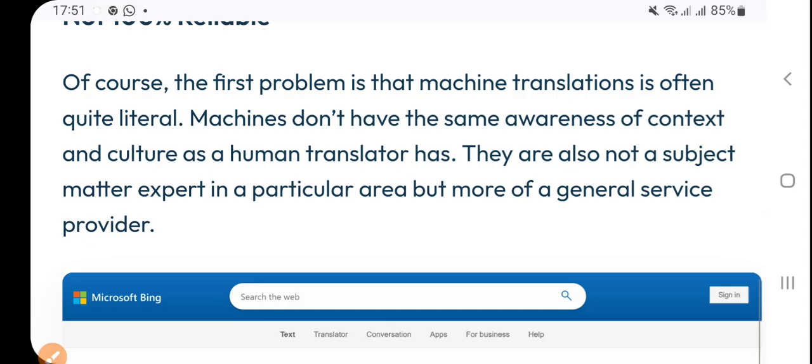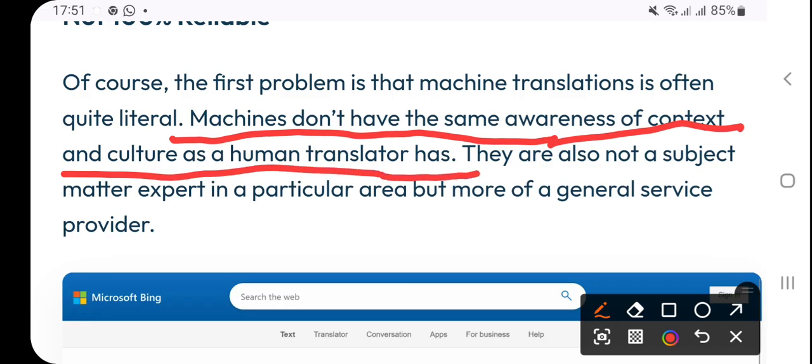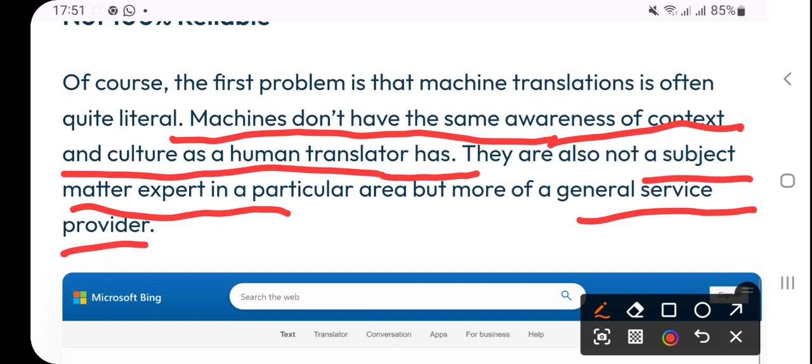Of course, the first problem is that machine translation is often quite literal, right? Machines don't have the same awareness of context. The problem is that machines do not have the same awareness of the context and culture as a human translator has, who will be able to understand that context and culture with his heart and his brain. They are also not subject matter experts in a particular area, but more of a general service provider. They are just service providers, not experts, right?